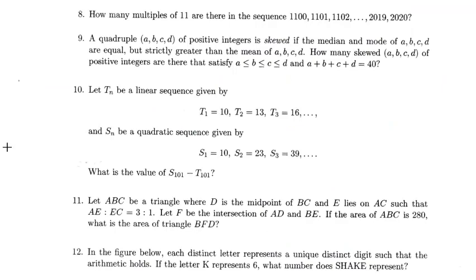SMO 2020 Junior Section First Round, problem number 8. How many multiples of 11 are there in the sequence here? When we want to solve these types of problems, for example, if the remainder when divided by 11 was 2, you write 11k plus 2. You write it greater than or equal to 1100 and less than or equal to 2020.